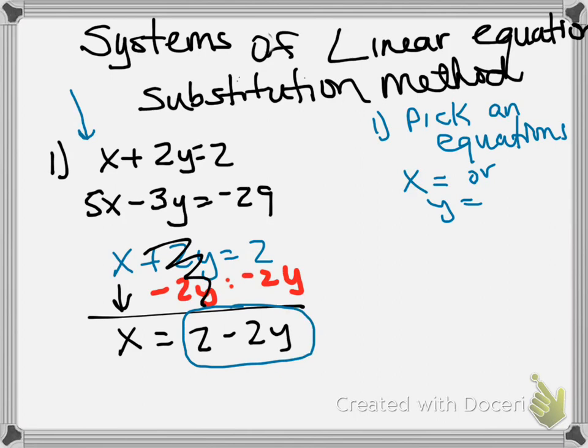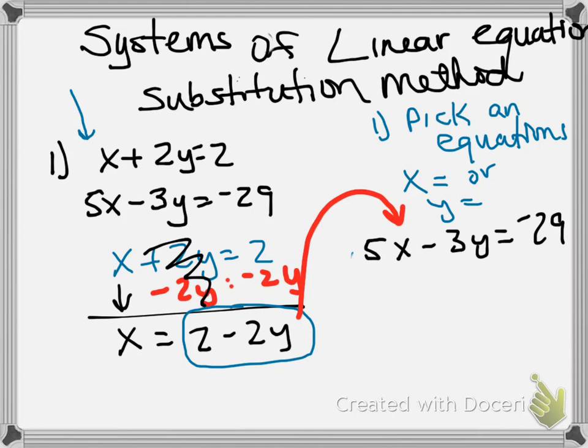Now I'm going to take the other equation, and that is 5x minus 3y equals a negative 29. Now I'm going to take this x value and plug it into that x right there, and I'm going to have to multiply 5 to it. So this is going to be 5, open parentheses 2 minus 2y close parentheses, and then minus 3y equals a negative 29. A lot of people forget the negative 3y. Once they plug the x in, they forget about the rest of it. You got to bring down the other stuff as well.